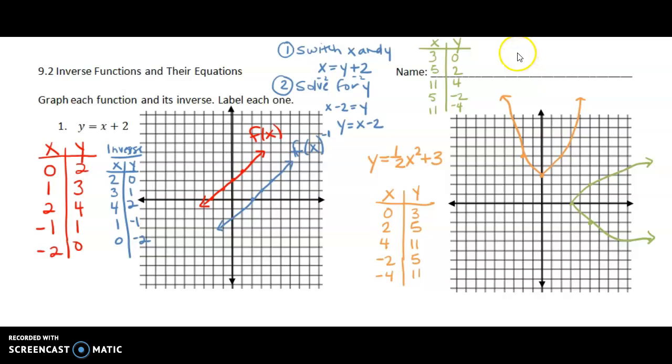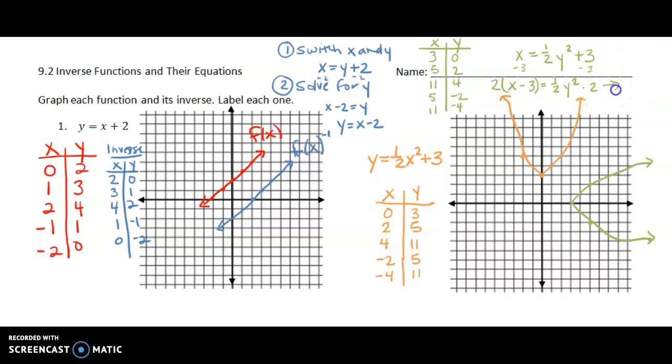Again, following these steps, the first step is to switch x and y. So it would be x equals 1/2 y squared plus 3. Now I need to solve for y. So my first step would be subtract 3. So I have x minus 3 equals 1/2 y squared. The next step is to get rid of this 1/2. So I'm going to divide both sides by 1/2, or I could multiply both sides by 2.